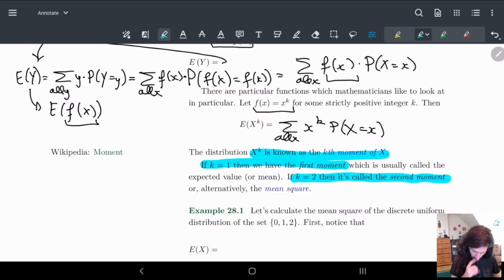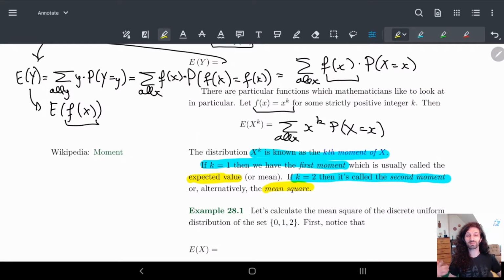The first moment, I should say, is normally called the expected value. Notice how we get x to the 1, so it's just the expected value. So, expected value. The second moment is normally called the mean square.